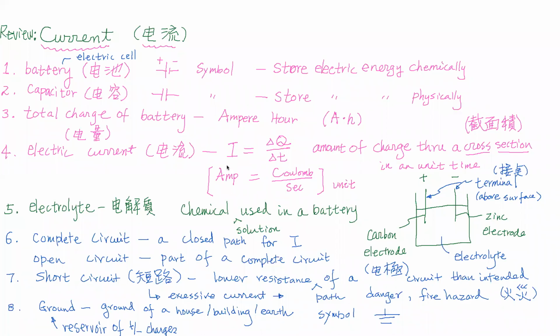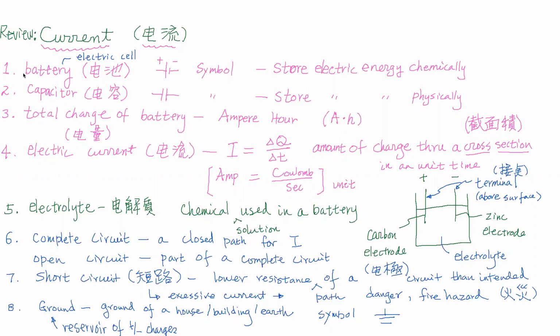We're going to review current, electric current, 电流. So, some vocabulary: battery, 电池, capacitor, 电容, charge, 电量, electrolyte, 电解质, electrode, 电极, terminal, 接点, short circuit, 短路. All right.